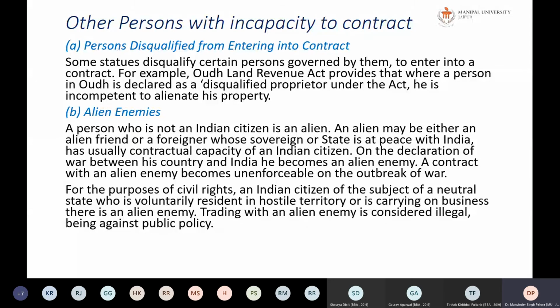So he will also be considered an alien enemy, may he be an Indian citizen whatsoever. Okay, so even trading with an enemy is considered to be illegal, and it is against public policy also. So any contract with an alien enemy will not be executable.